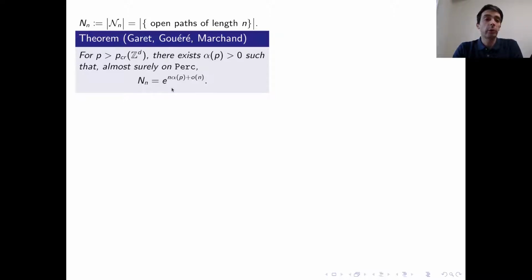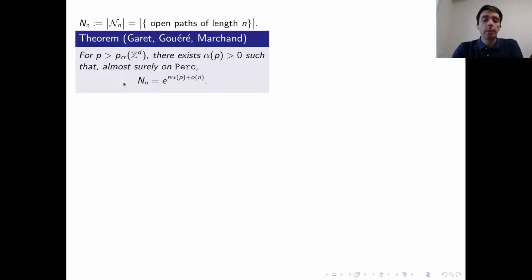In this case, there is some previous result which tells us that the number of elements grows exponentially with a deterministic rate. More precisely, there exists a constant alpha, strictly positive and depending on the parameter, of course, such that the number of open paths grows exponentially like n times alpha plus smaller order terms. And here the mode of convergence is that it's almost surely on the event of percolation. Now you need to restrict to this event because on the complement there is no infinitely long open path, so this quantity here will be 0 eventually, and therefore there cannot be exponential growth.